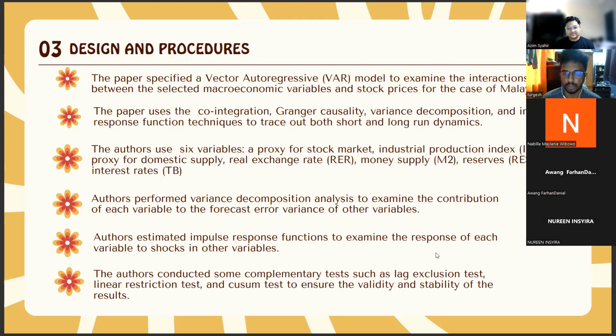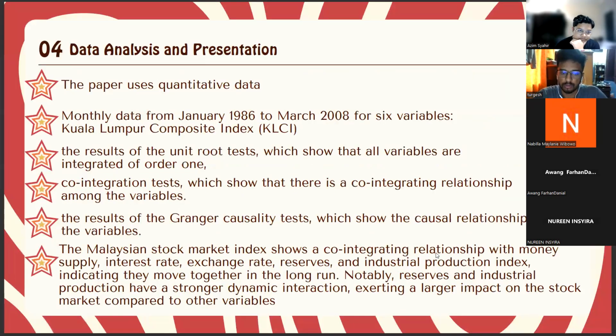which are the industrial production index as a proxy for domestic supply, real exchange rate, the money supply, reserve, and interest rate as well. And the authors perform a variance decomposition analysis to examine the contribution of each variable to the forecast error variance of other variables. Authors estimate impulse response functions to examine the response of each variable to shock in other variables. Authors conducted some complementary tests such as lag exclusion test and linear restriction test to ensure the validity and stability of the results.